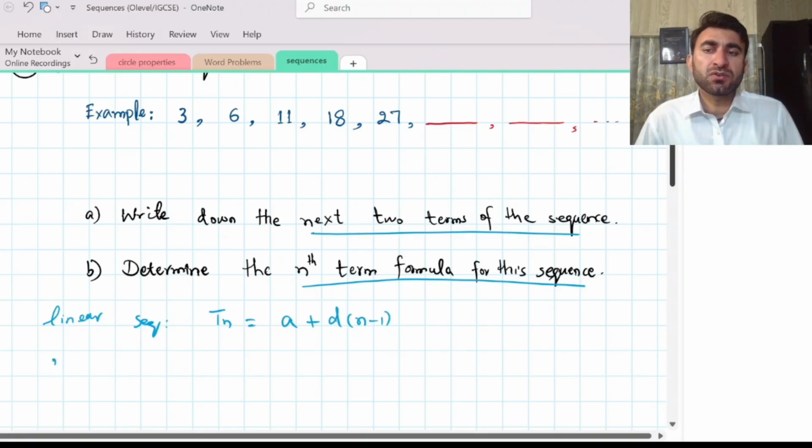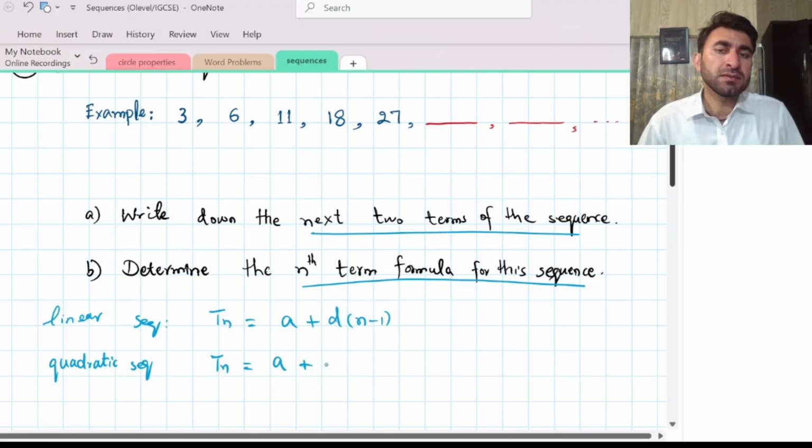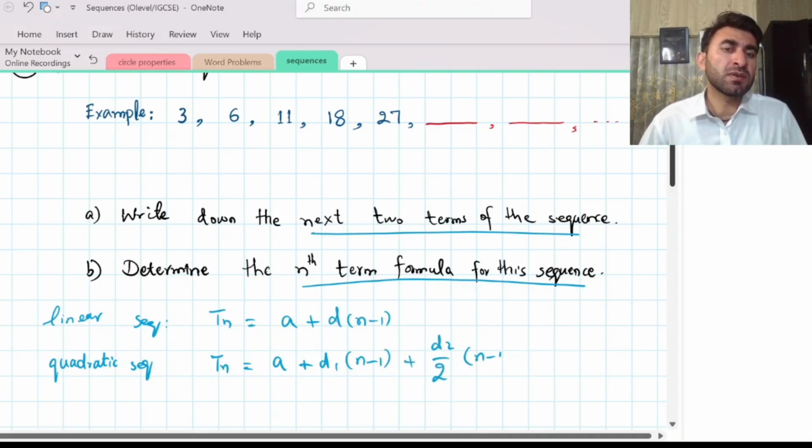Now in the case of a quadratic sequence, because we know there are two differences over here, it will be Tn is equal to a plus d1 times n minus 1 plus d2 divided by 2 times n minus 1 multiplied with n minus 2. Here d1 is the first term of the first difference sequence, and d2 is the first term of the second difference sequence if it is a constant.